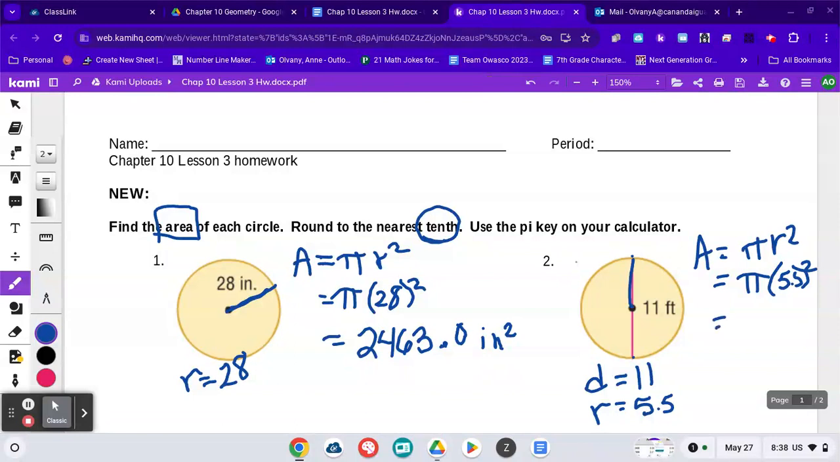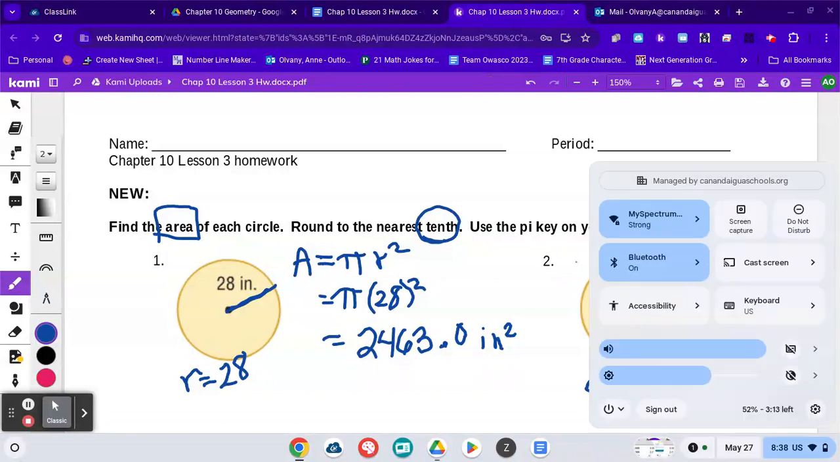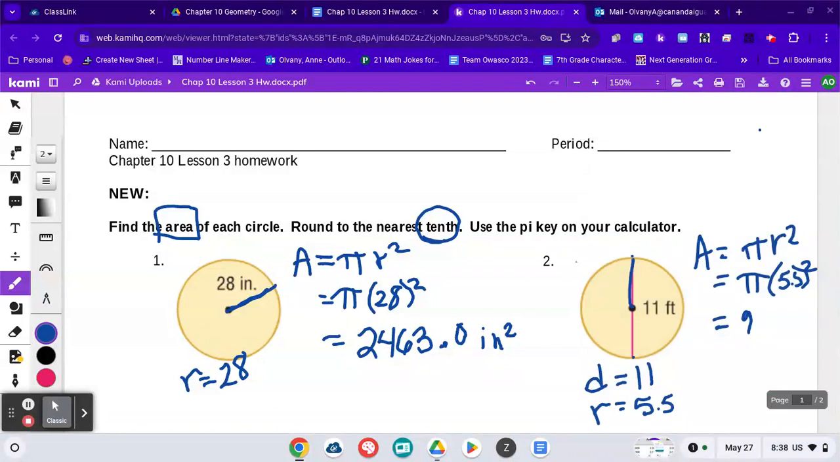And that comes out to be 95.03, which just leaves that 0. Our label is feet, so we're going to do feet squared. Make sure you write the label of feet and then put the exponent of squared above the feet. Alrighty.